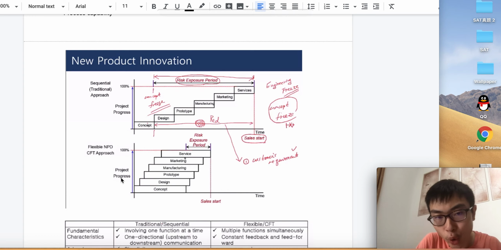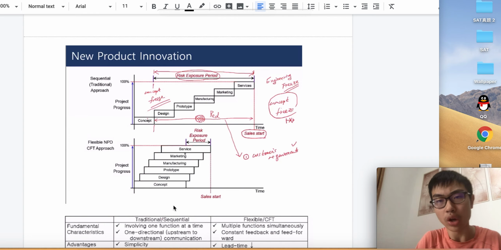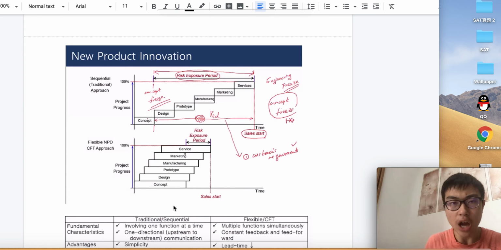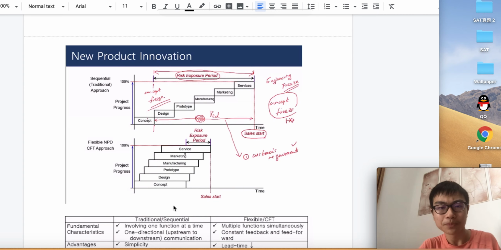But if we look at the NPD approach, if the product doesn't work in the manufacturing stage, it is still possible to quickly implement the manufacturing process of another product, because we know the design team is still working at the same time as we draw a straight line here. They are doing concurrent, simultaneous work right now. So that's about engineering freeze and concept freeze that can occur in a sequential approach.